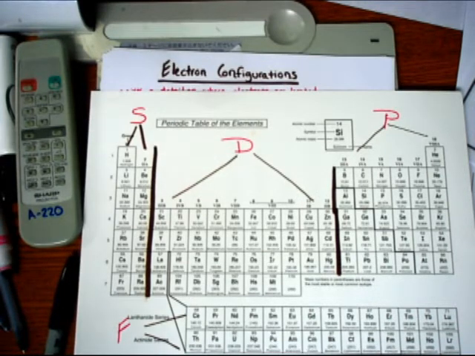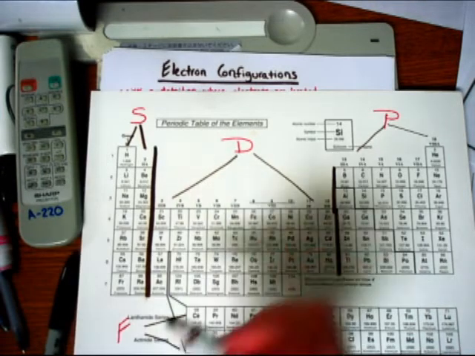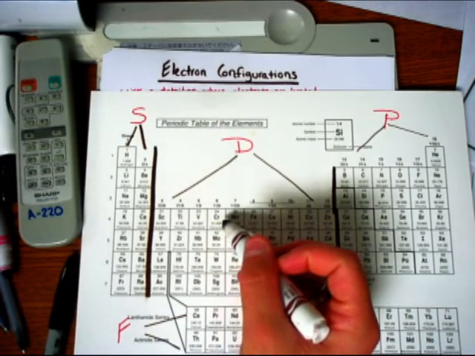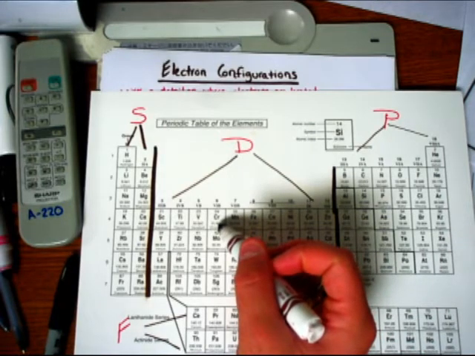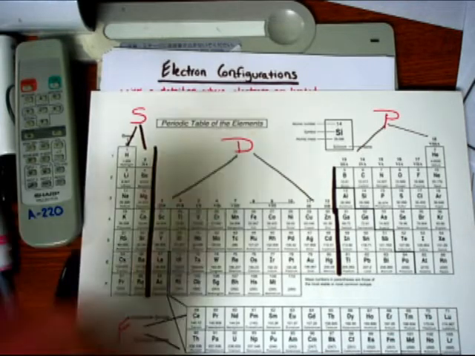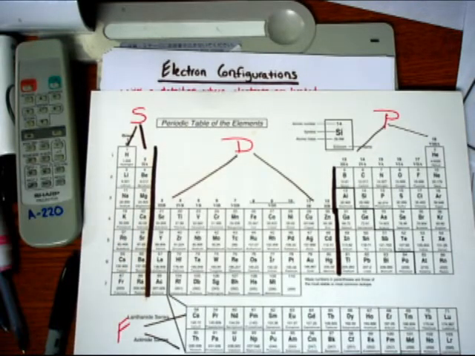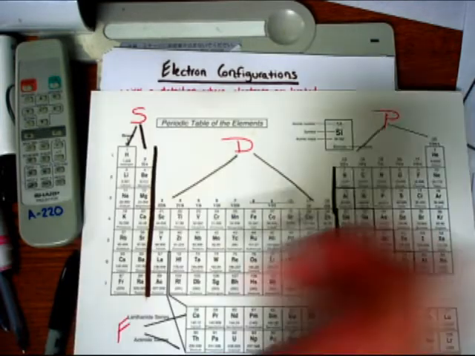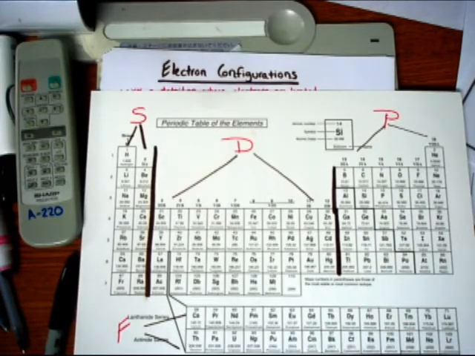So if I said chromium, what block is chromium in? Chromium is Cr. What block would you say it's in? S, P, D, or F? The D block. How about lithium, Li? What block would that be in? The S block. Very good. Or oxygen? What block would that be in? The P block, right? So different elements are in different blocks.